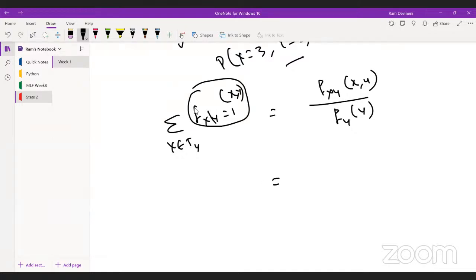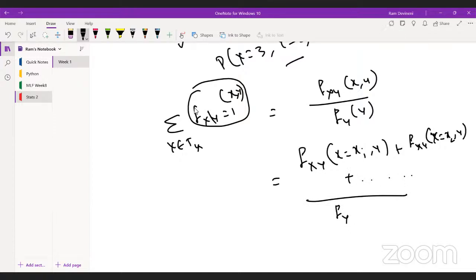So when we are summing over this with respect to the entire x values, which basically means you are doing f_{XY}(x = x1, y) plus f_{XY}(x = x2, y) plus and so on, divided by f_Y(y), correct? But what is this sum? This sum is nothing but the marginal PMF, f_Y(y). So the numerator is going to be f_Y(y) divided by f_Y(y), which is going to be equal to 1.